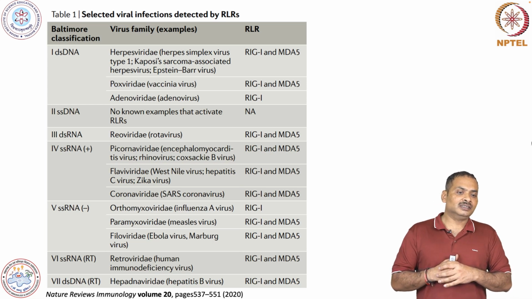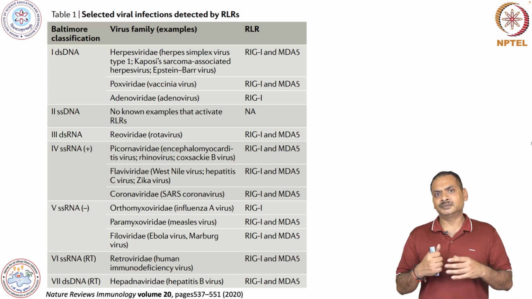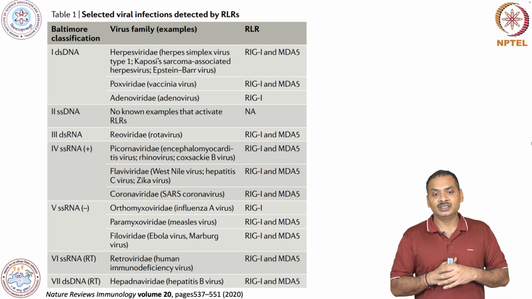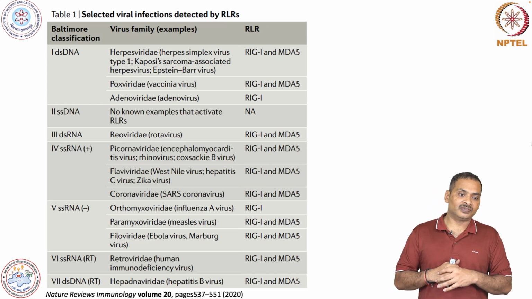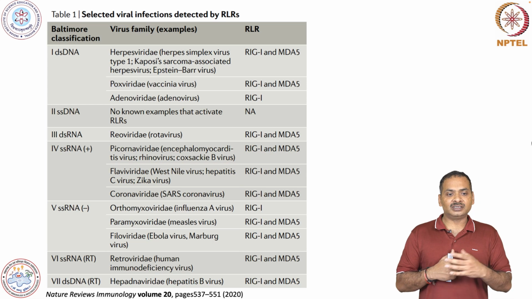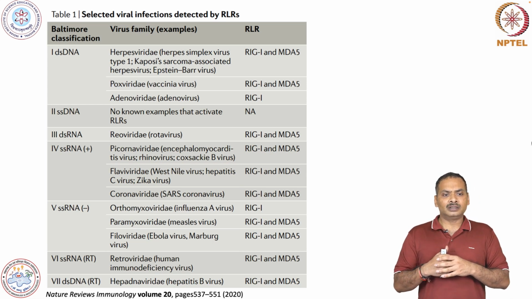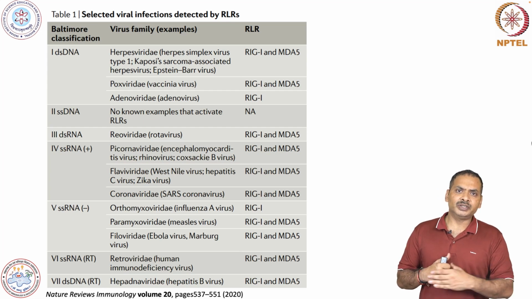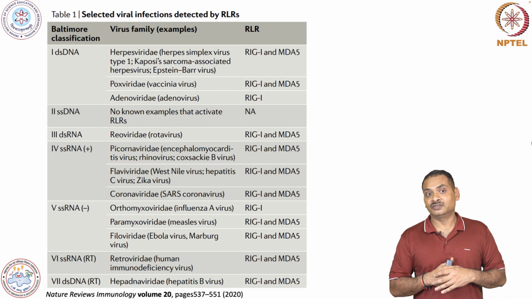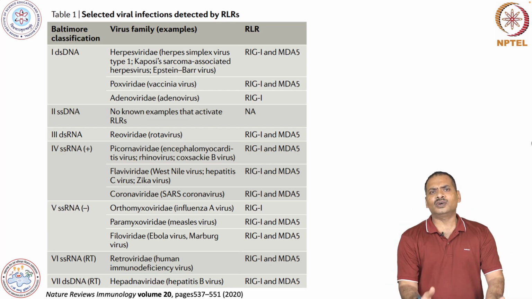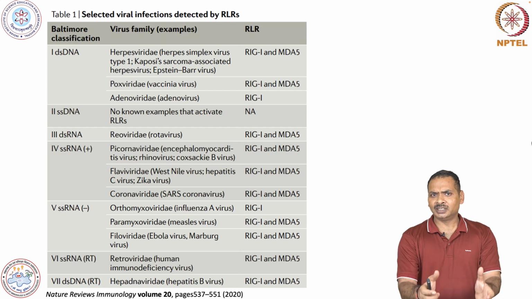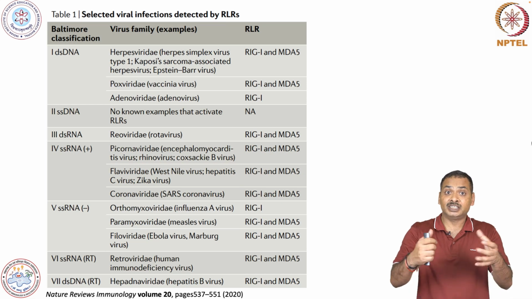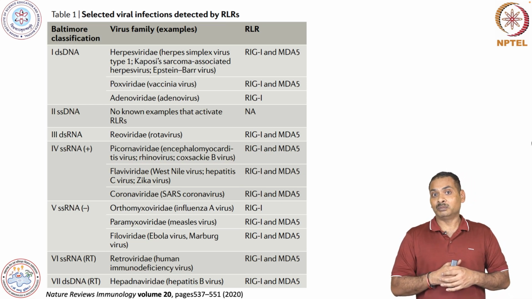Single stranded RNA with reverse transcriptase activity. So this is Retroviridae. The best example is HIV. This is also recognized by RIG-I and MDA5. Double stranded DNA virus, Hepadnaviridae, which is basically hepatitis B virus, is also recognized by RIG-I and MDA5. So here you can see most of the viruses, irrespective of DNA or RNA, are recognized by RIG-I and MDA5, the key members of the RLR family proteins.